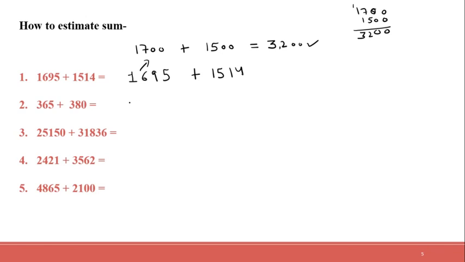So let's do it. Here it is 365, here it is 380. If we convert it to the nearest 100, what will we do? We'll convert it to 400 and this also to 400, because 365 is more than 350, right? So it will convert to the nearest 100, that is 400. Similarly, 380 is also more than 350, so it will also convert to 400. So we will get the answer 800. Got it? Now move to the next one.